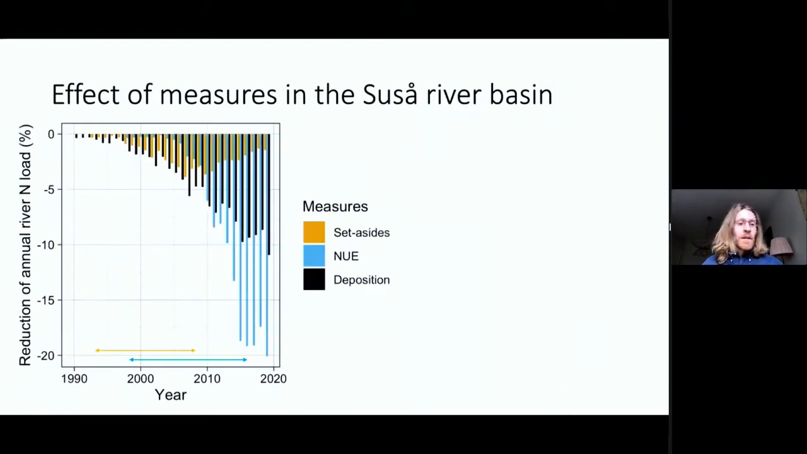So here is a summary of the effects we think each of these groups of measures have had. So we compare the reference scenario, our calibrated model, with the alternative scenario where we take out one effect or one set of measures. And you see here the reduction of the annual nitrogen river load in each of these comparisons by these bars. So we see that the set-aside policies have had an effect. That's the yellow bars. The largest effect has been this group of measures that have increased the nutrient use efficiency, this blue category.